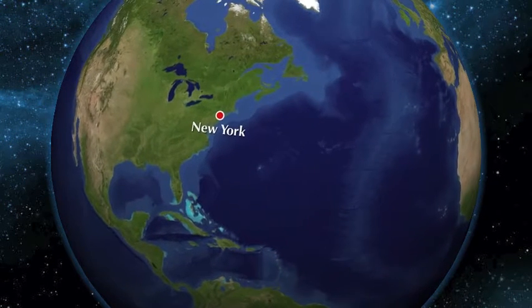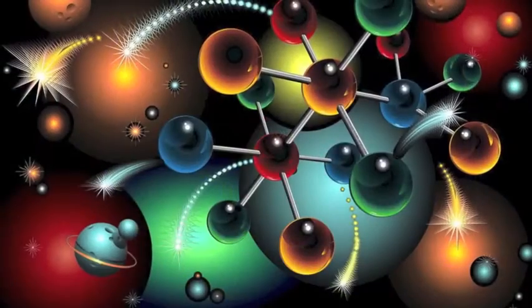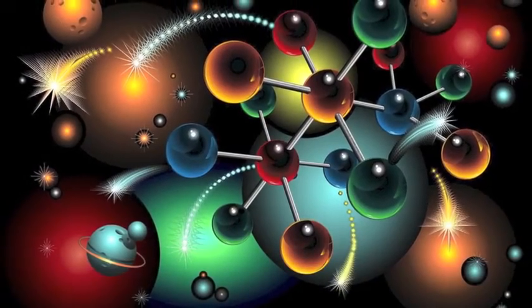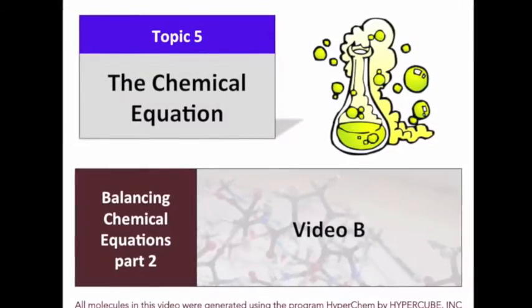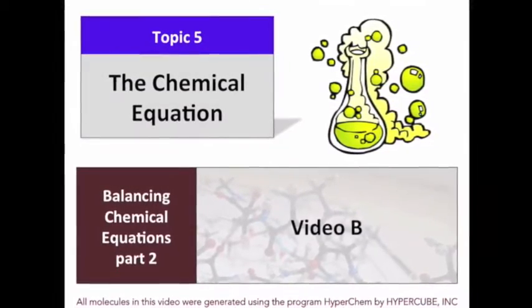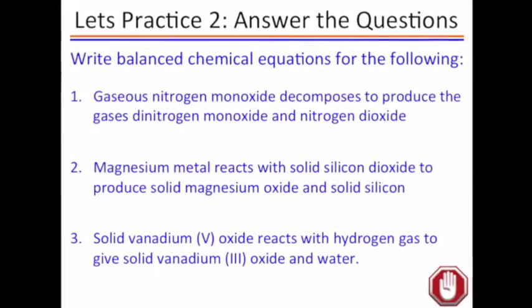We may think we are small compared to this Earth, but there are even smaller things to learn about, like molecules and the way they interact with each other. This is Topic 5, Video B, and it's time to learn about balancing chemical equations. Let's take a look at the Let's Practice 2 questions.